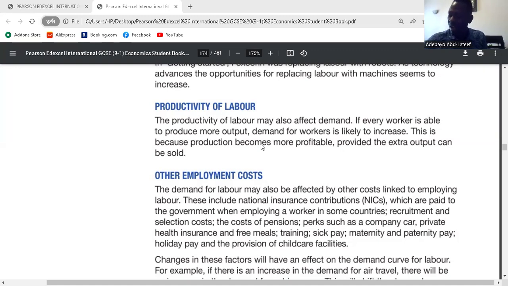So, an increase in labor productivity would mean that labor is profitable. It means labor is efficient. So if labor is efficient, it would make cost of production fall. Waste would reduce and profitability would increase for firms. So they will employ more. The demand for labor would increase if productivity of labor is increasing. Is it clear? The next one, other employment costs.